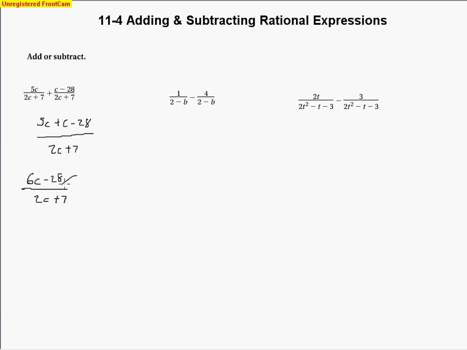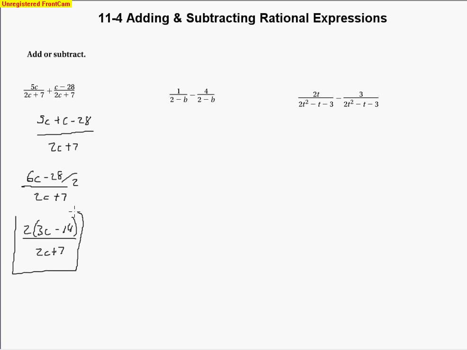Now what I want to do is take out a common factor to see if I can do any reducing. I see that the common factor between these two terms is just going to be 2. So I pull out the 2, and that leaves me with 3c minus 14. I do not have any other factors that I can take out from these two terms, so I cannot do any canceling in this case. That would be my answer. I can also leave it in this expression as 6c minus 28 all over 2c plus 7. That would be another possible way of writing that solution.